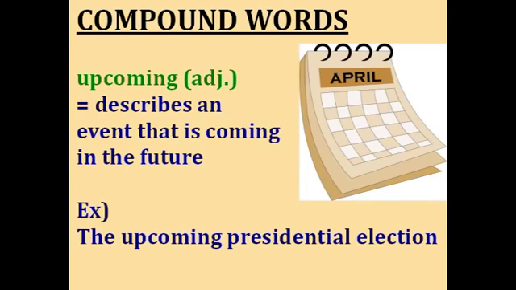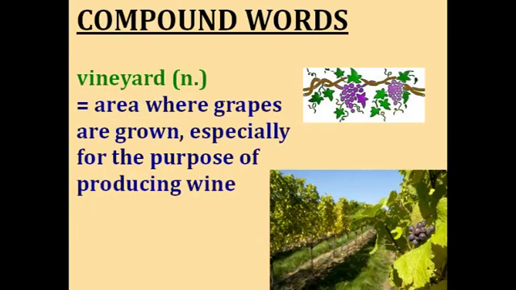Upcoming. This word is used to describe an event that is coming up in the future. For example, if a presidential election will be held next month, you could call it the upcoming election to make it clear that you're talking about the one in the future and not the one in the past. Vineyard. A vine is a type of plant that climbs up a surface as it grows. Grapes grow on vines. And a yard is an area of land, so a vineyard is an area where grapes are grown, especially for the purpose of producing wine.